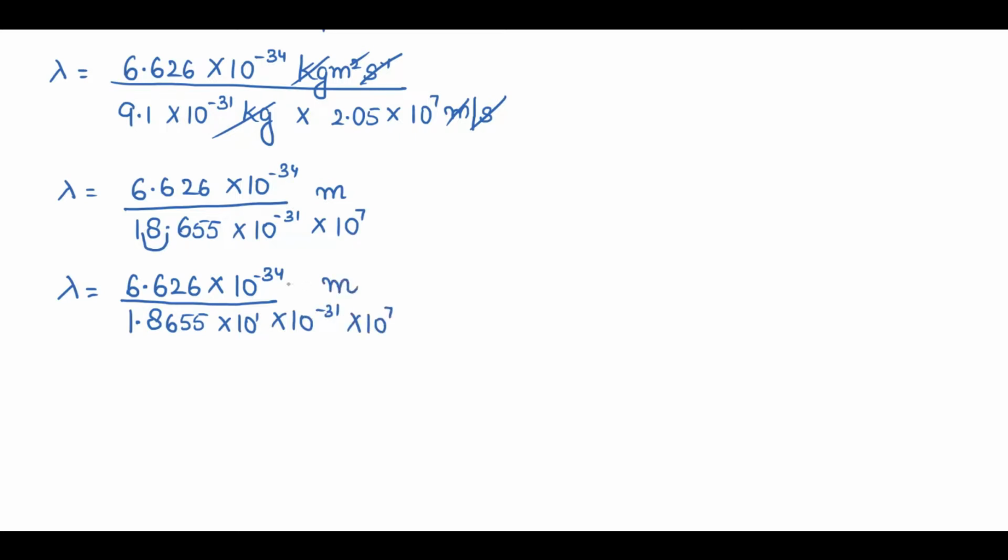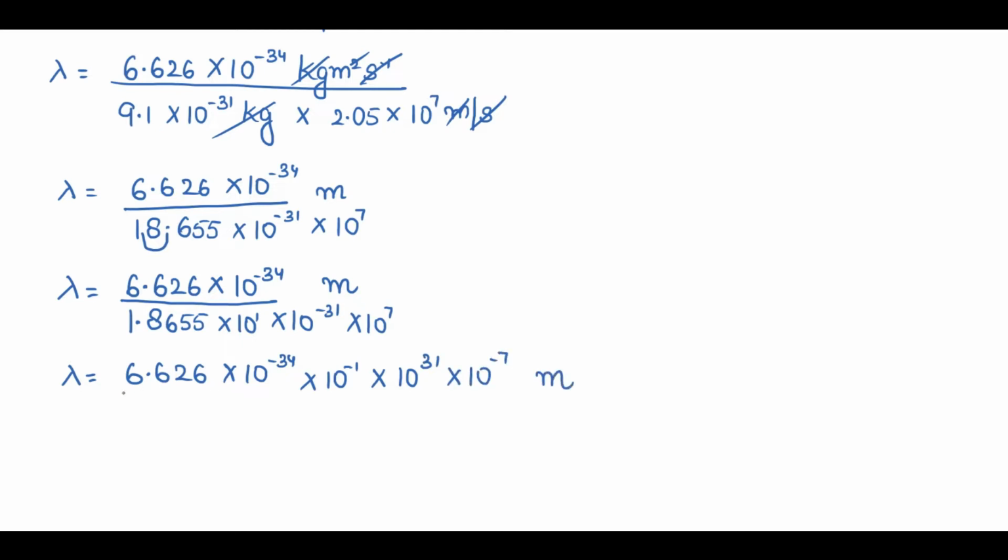Now here unit is meter only. So let's compile the powers first. Lambda equal to 6.626 into 10 raised to power minus 34. Now if you see the powers in the denominator, when I take these powers to the numerator, they will change sign. This 10 raised to power 1 will be 10 raised to power minus 1. This 10 raised to power minus 31 will be 10 raised to power 31. This 10 raised to power 7 will be 10 raised to power minus 7.